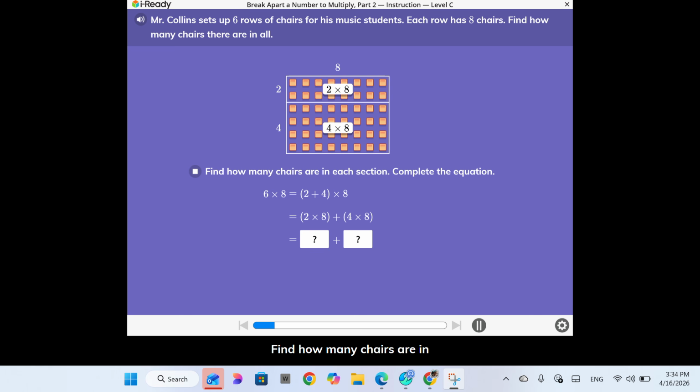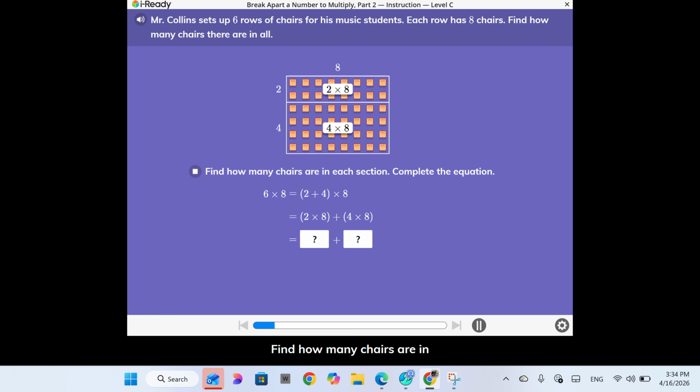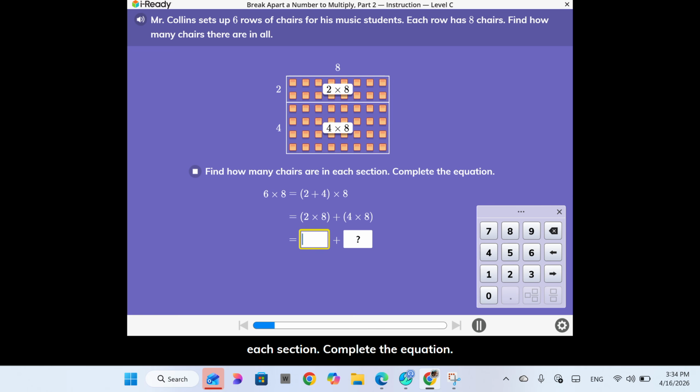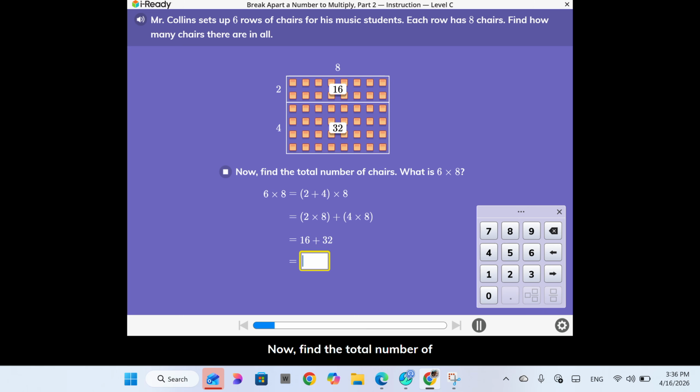Find how many chairs are in each section. Complete the equation. Find how many chairs are in each section. Complete the equation. Now, find the total number of chairs. What is 6 times 8?